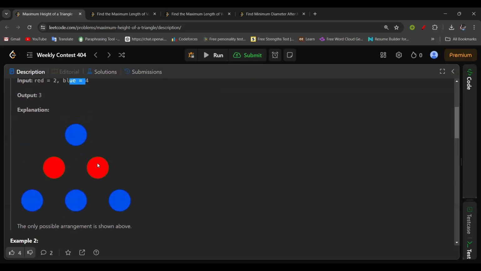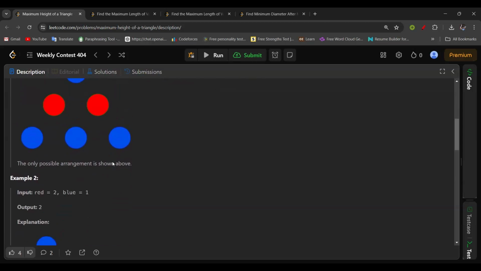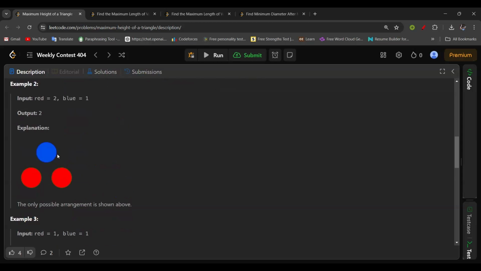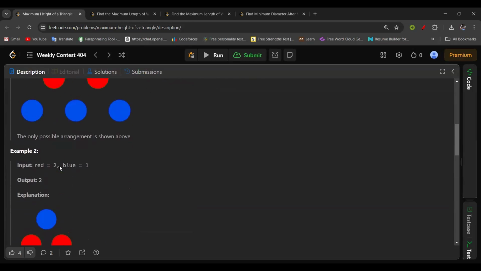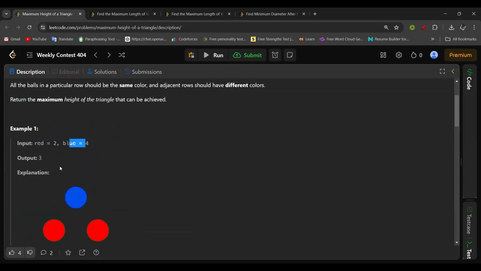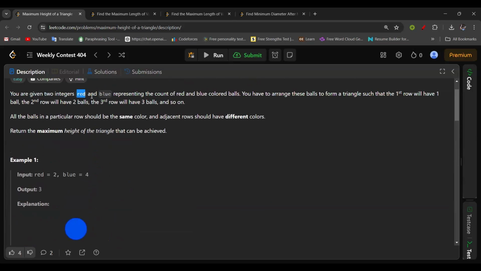Alternatively, each row would have a different color, and for each row, the color of all the balls would be the same, and the number of balls would keep increasing. So if you start with blue, you would have one blue, two red, three blue, like this. This is the form of triangle you have to form. And for this, you are given the number of red balls and the number of blue balls. You need to find the maximum height of the triangle that can be achieved.